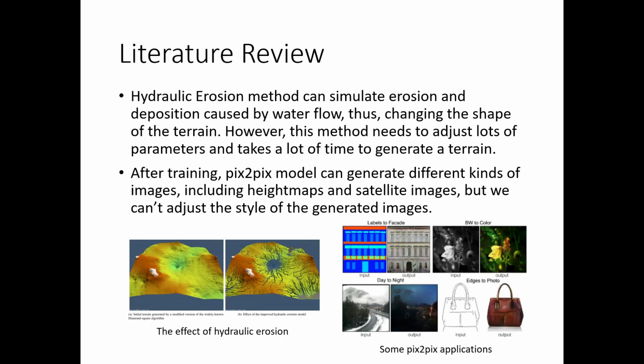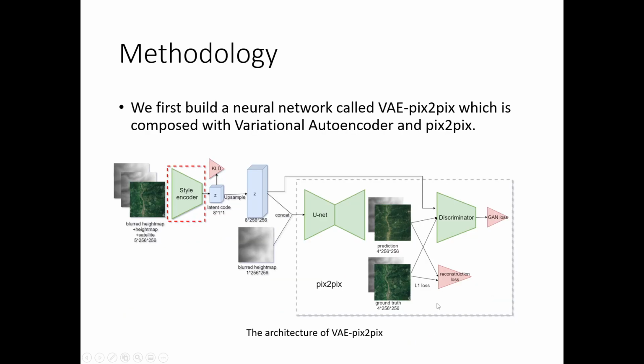And the second method is using the pix2pix model. After training, the pix2pix model can generate different kinds of images, including height maps and satellite images. But we can't adjust the style of the generated images. So this is the effect of hydraulic erosion. And these are some pix2pix applications, where it can turn this day image into the night version of it.